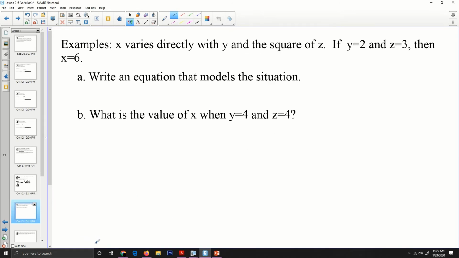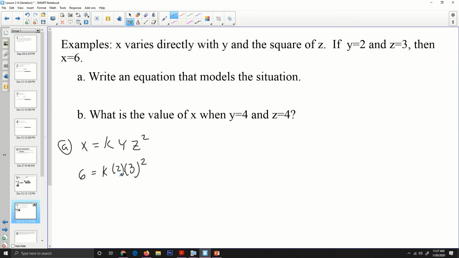The next one: x varies directly with y and the square of z. If y equals 2 and z equals 3, then x equals 6. Write an equation that models the situation. For A, x varies directly with y and the square of z, so x equals k y z squared. When y equals 2, z equals 3, x equals 6, I'm just going to plug in. I put 6 for my x. I don't know what k is. y is 2 and z is 3.